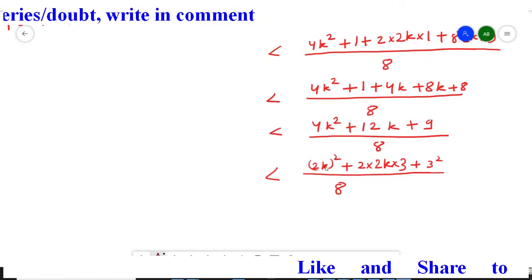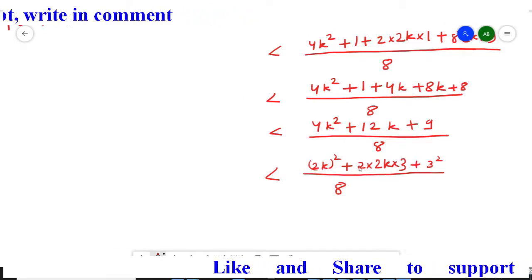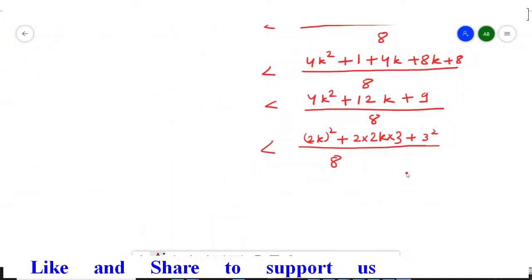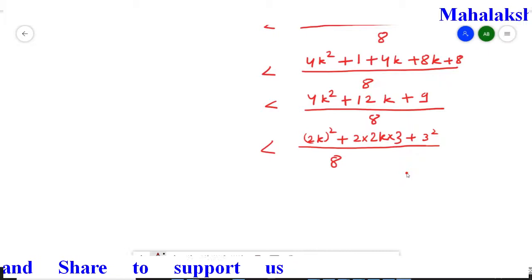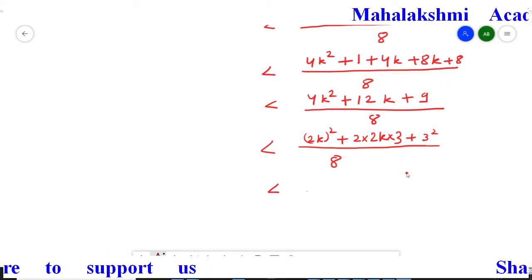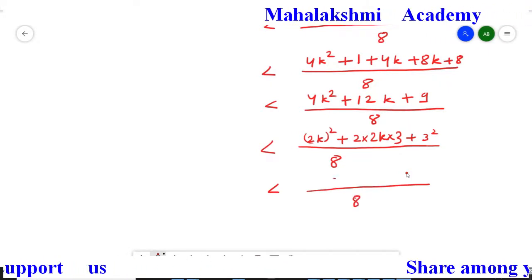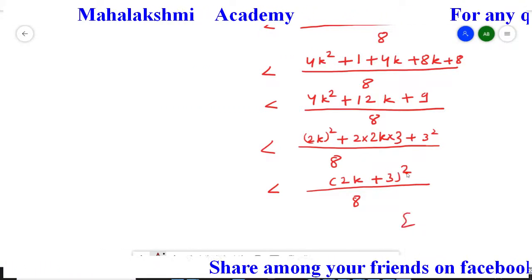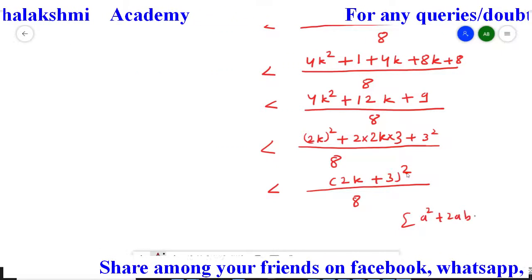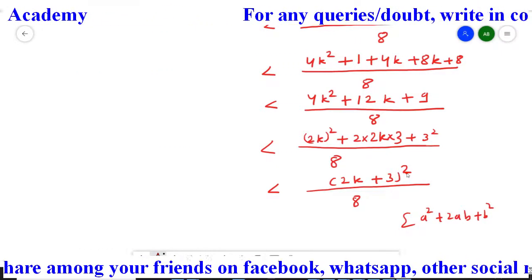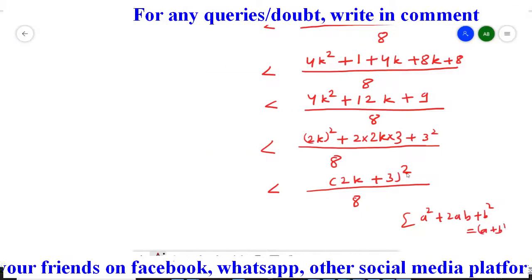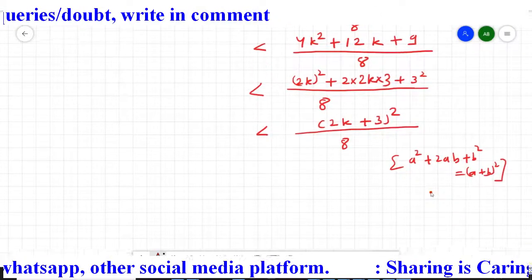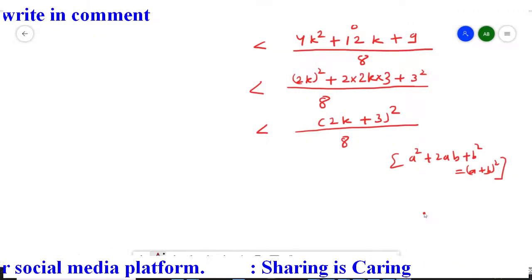So students, a square plus b square and then plus 2ab. So it is the form of a plus b whole square. So we are going to write it as, in next step I am going to use the formula, that is (2k plus 3) whole square, and since I used here a square plus 2ab plus b square is equal to a plus b whole square formula, so I am writing in the reason so that you can understand why I wrote this. Now further we have to change the right hand side.